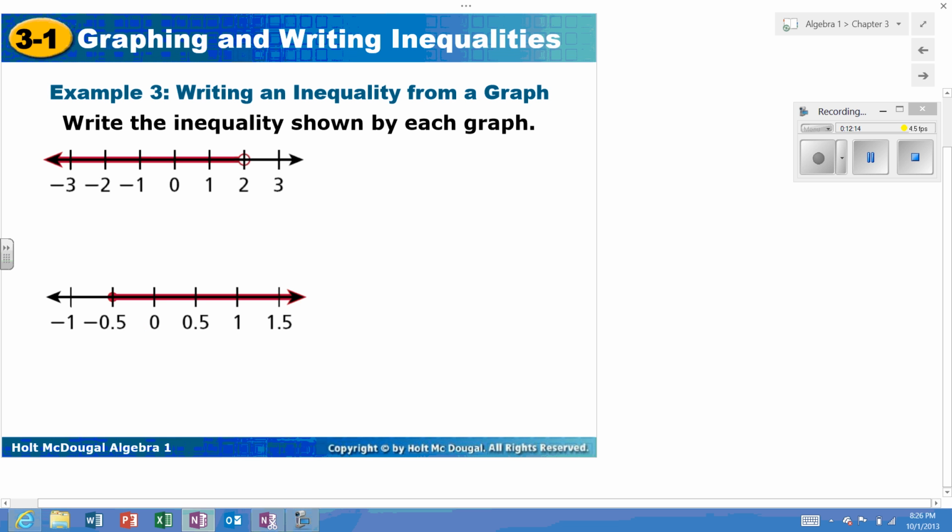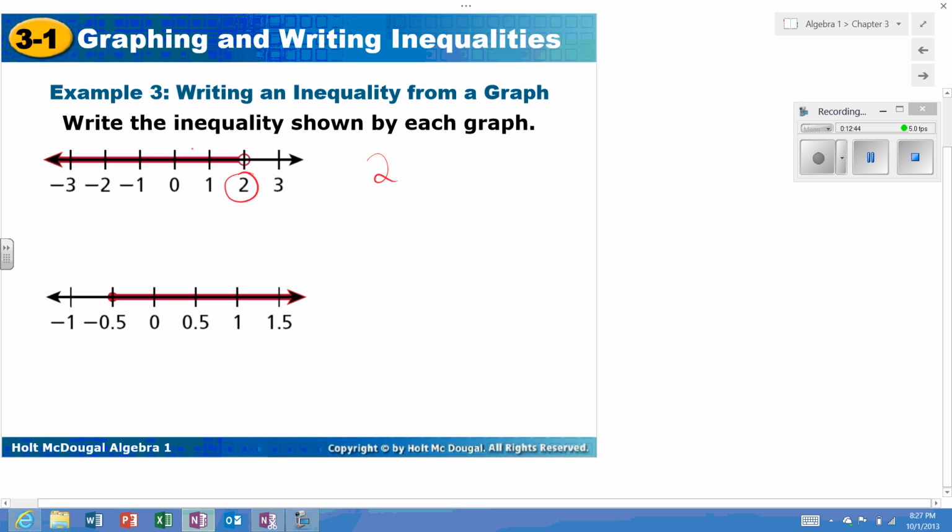Okay, so now let's see if we can write an inequality if we're given a graph. And make sure if I'm going too fast, you guys just pause this video at any time and try to stop and do the problems on your own, okay? All right, so let's find where our circle is. Well, we see that our circle is at 2. So we know that 2 is going to be somewhere in the inequality. And we see an open circle. So we know that it's going to be a greater than or less than sign, but it's not going to be the greater than or equal to or less than or equal to sign.